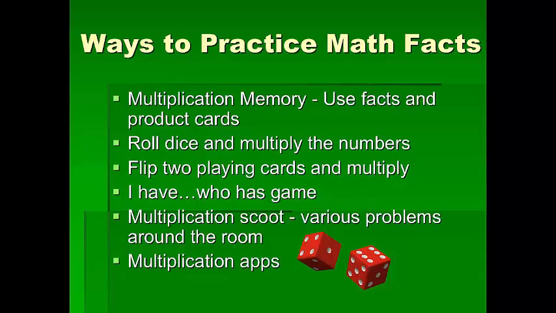You can have the students roll dice and multiply the numbers together. Now, as we know, a 6-sided die only goes up to 6, but you can change the numbers on the sides to make them practice the harder math facts. You can rewrite the numbers so that they have 7s, 8s, and 9s, giving the students more options in the multiplication facts that they roll. Flip 2 playing cards and multiply. This gives the students something different than flashcards because they are picking the 2 numbers and they don't know the order. But again, it's a simple way for them to practice multiplying.